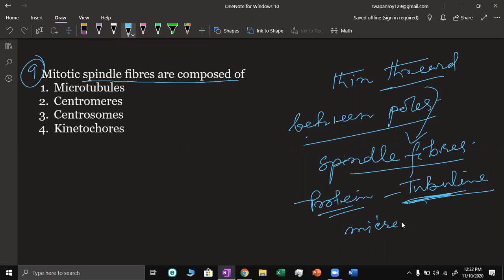Okay, microtubules. So the spindle fibers are composed of microtubules, not centromere, not centrosome, not kinetochores.